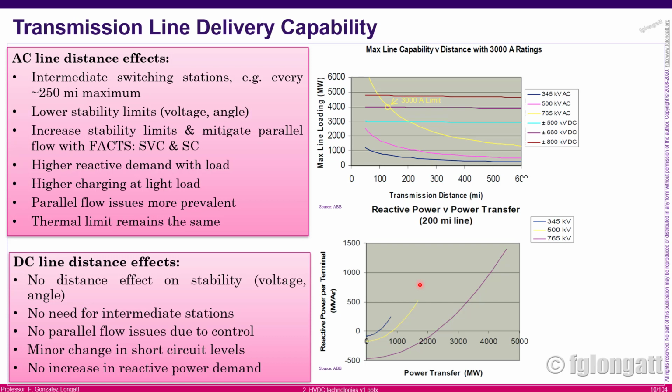Another thing is if we are using DC systems, we don't have intermediate substations. It's not like the AC system, where if we have an 800 kilometer transmission line at 765 kV, we need to have intermediate substations, especially for including some reactive compensation and keeping control of the voltage, okay? And there is no increase in the reactive power demand, because we are using the DC system, okay?